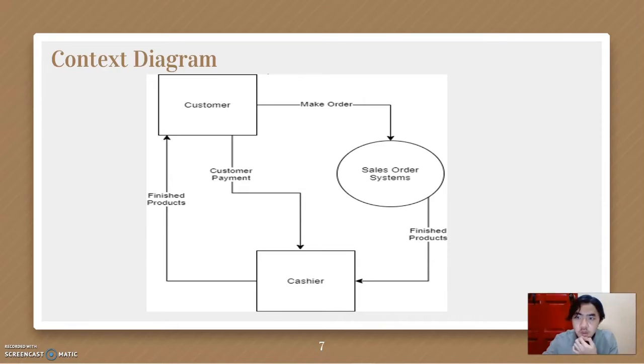So I will talk about the context diagram and logical DFD. As you can see, for the context diagram, the customer will make an order and then it will go to the sales order system. And then after the process, the finished product will go to the cashier. After that, the customer will make the payment to the cashier and then the cashier will send the finished product to the customer.